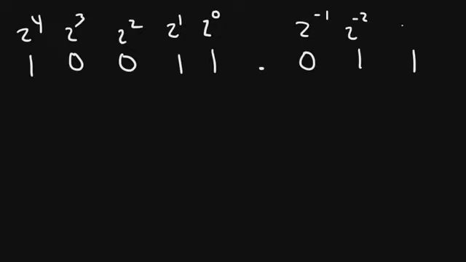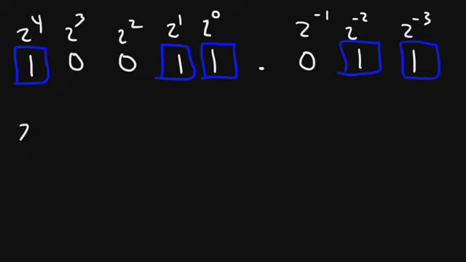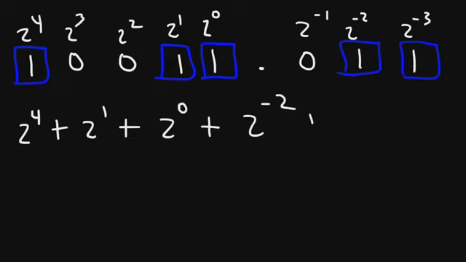So let's begin by putting the appropriate values next to each number. On the left is going to be 2 to the minus 1, 2 to the minus 2, and 2 to the minus 3. So let's focus on only the ones that we see. It's going to be 2 to the fourth power plus 2 to the first power plus 2 to the 0 power, and then plus 2 to the minus 2 plus 2 to the minus 3.